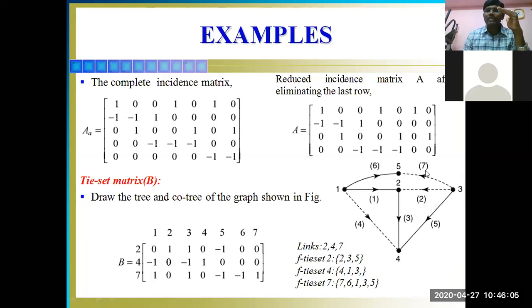Now here, if you add each link, that should form a loop. So therefore, coming to link 2, the first one: if you add this link 2, this forms a loop.